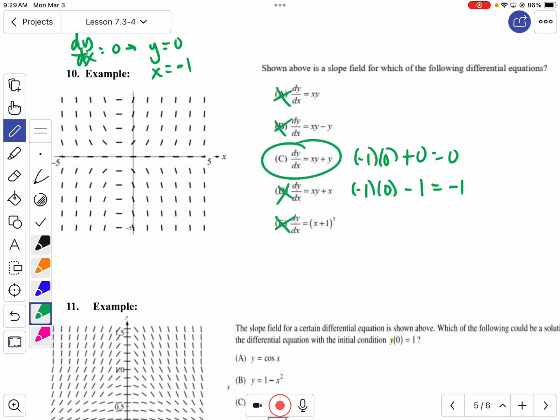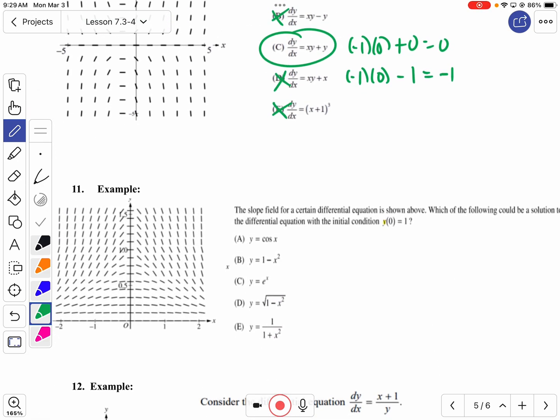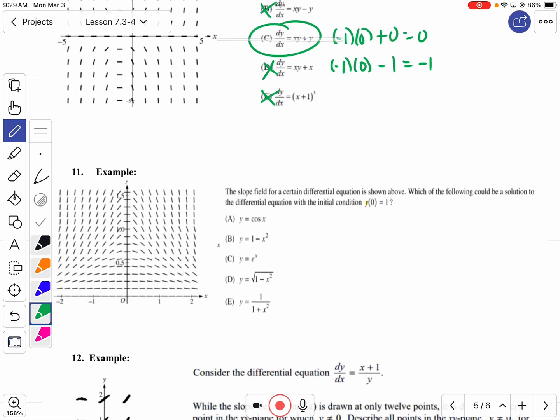So look at those isoclines, look for those nullclines. It will help you on a multiple choice question, okay? All right, let's look at this one. It says the slope field for a certain differential equation is shown above. Which of the following could be a solution to the differential equation with the condition y at 0 equals 1? That means that is an ordered pair. Okay, 0, 1 is going to be an ordered pair on my solution curve.